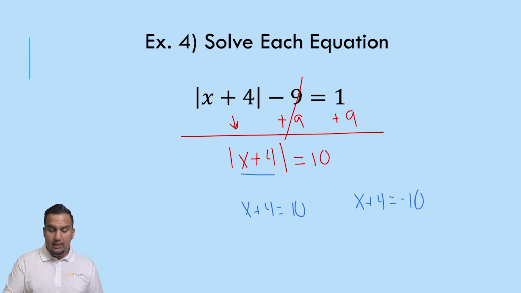Now, once I do this, I did this because it was equal to a positive number. Remember, a positive number means you're going to have 2 different solutions. That's why I set up 2 different solutions. I'm going to subtract 4 from both of them. Why? Because plus 4's opposite is negative 4. So I'm going to minus 4 from both sides.